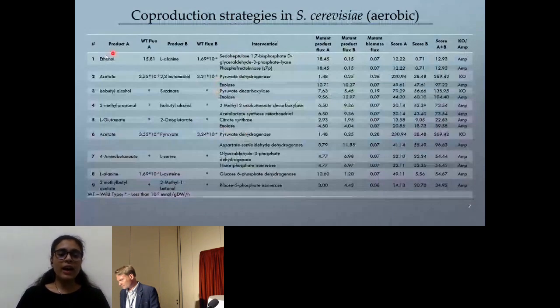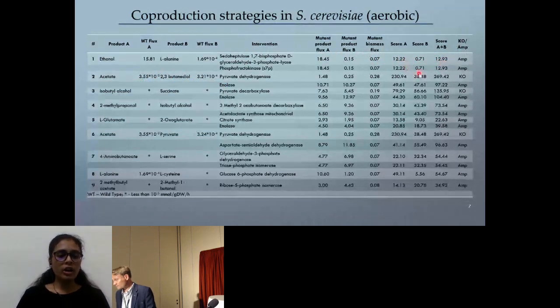Here are some commercially valuable metabolites that we have been able to co-produce. You can see that the wild type flux is pretty low, but when we amplify or knock out certain reactions, we are able to see an increase in the mutant product flux, but there is a decrease in biomass flux too. So the score is given by the ratio of increase in product flux to the decrease in biomass flux. We have the scores for separate products and also for the process as a whole, which is the average of these two scores.